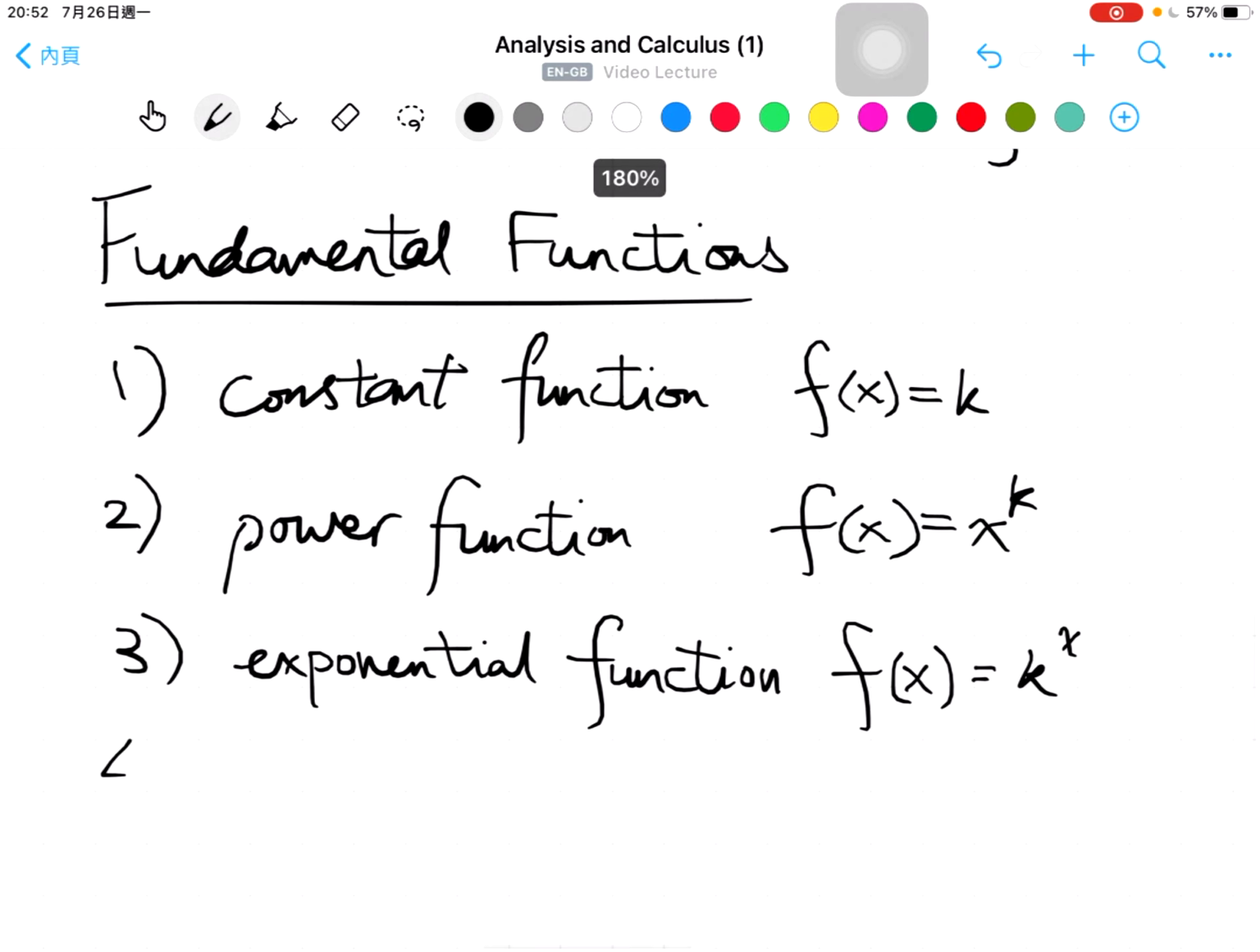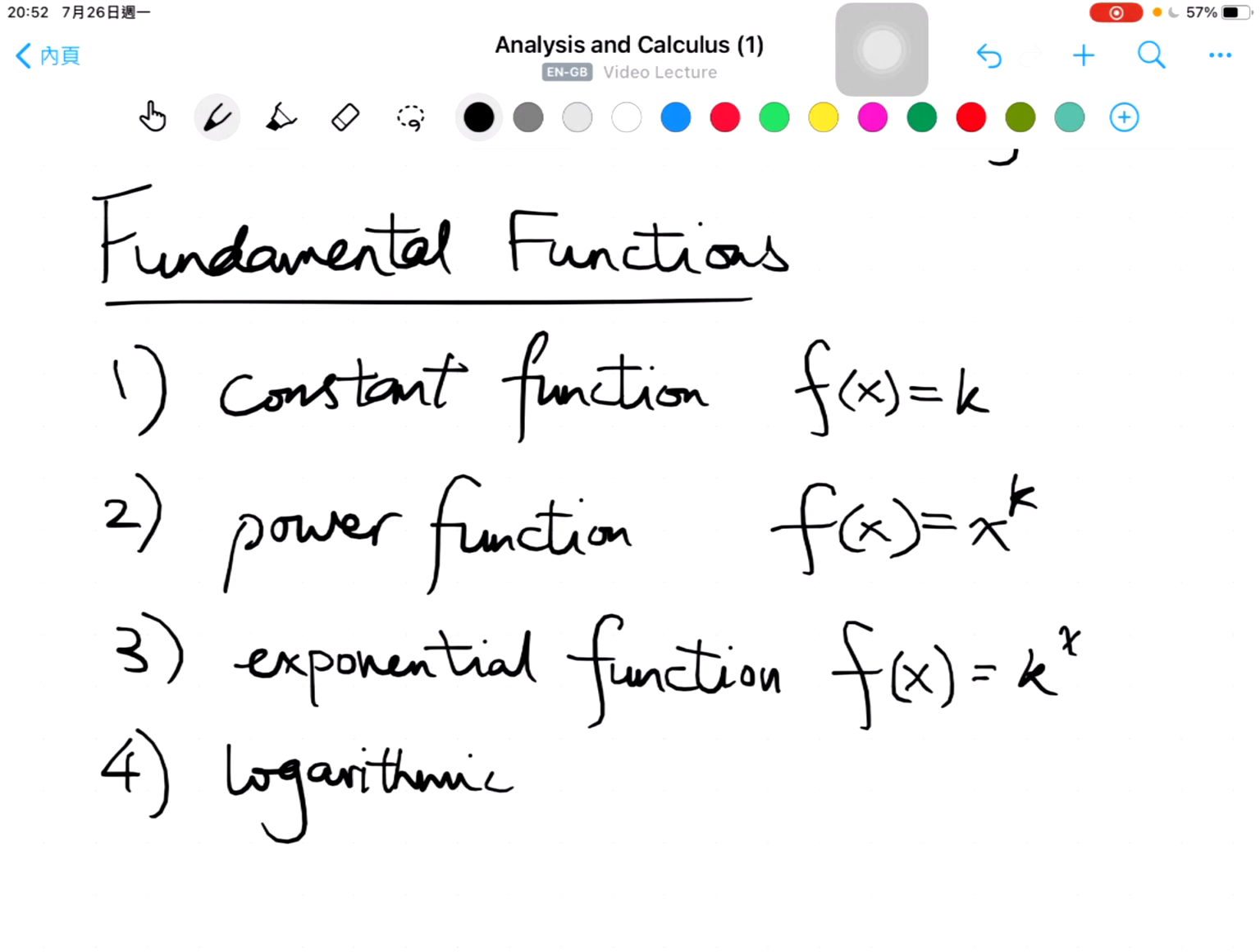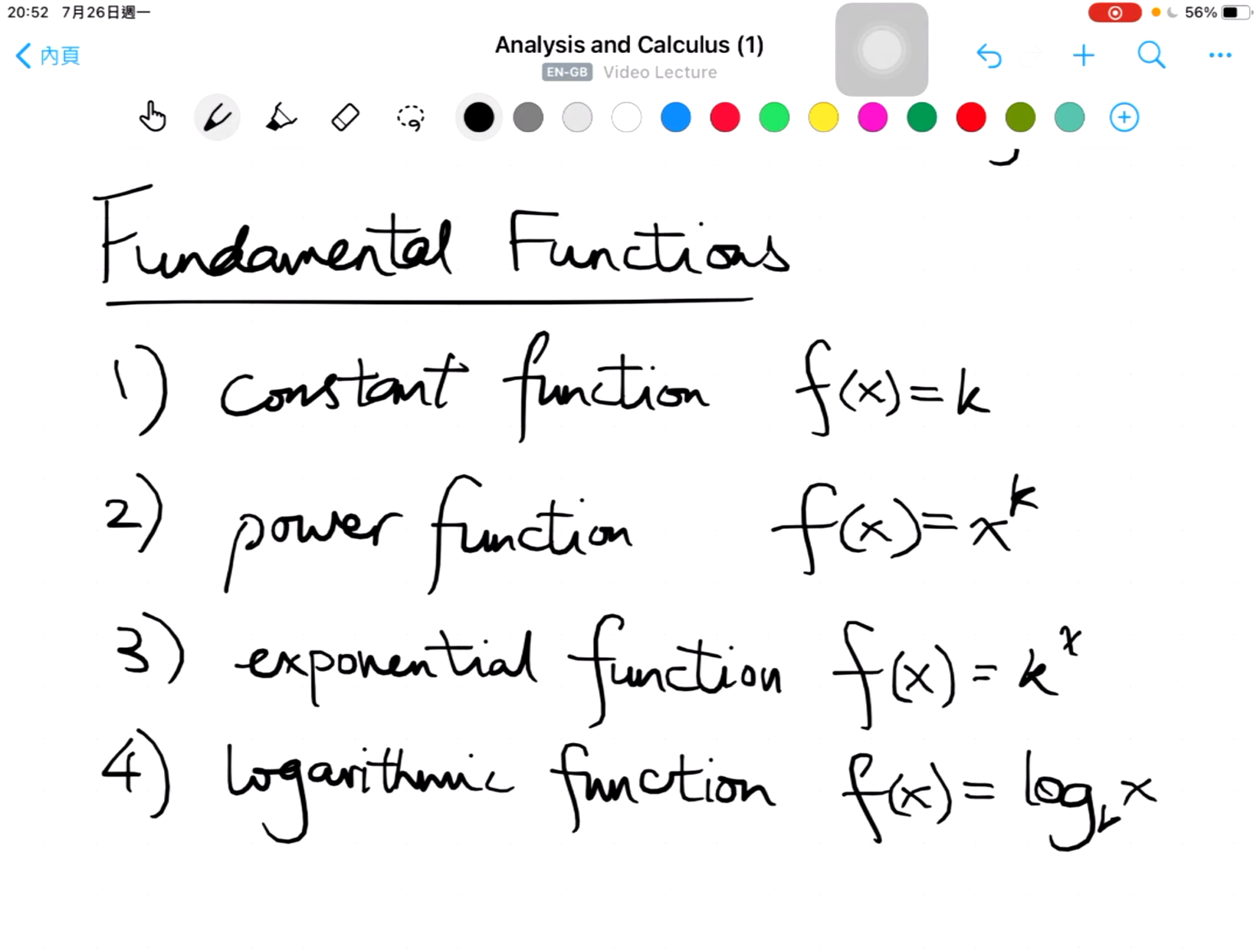The fourth type is called logarithmic functions, which is f(x) equals log x to the base k. K is a constant now, again.